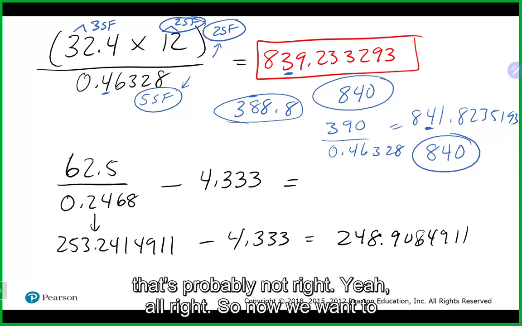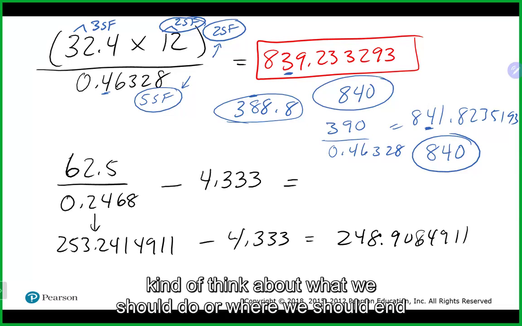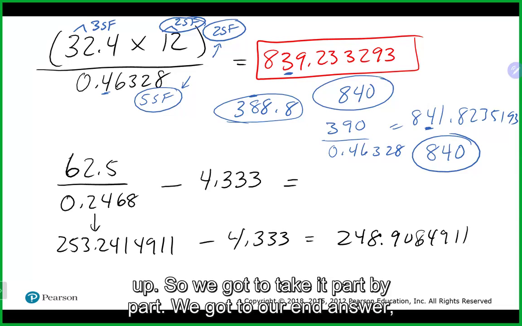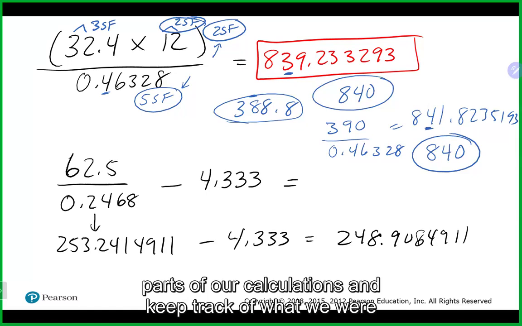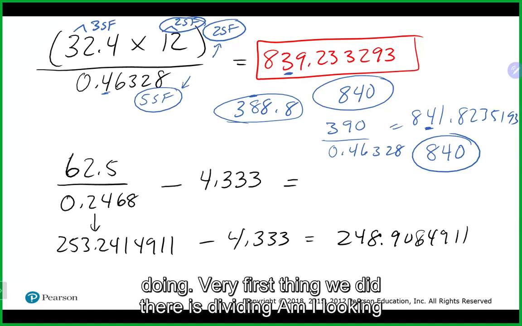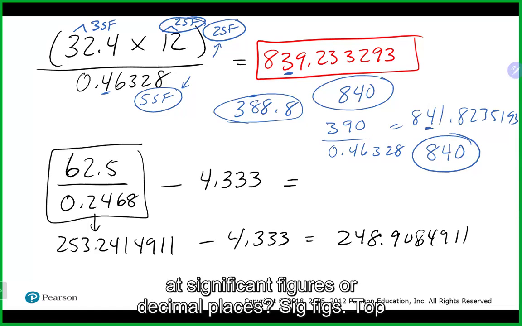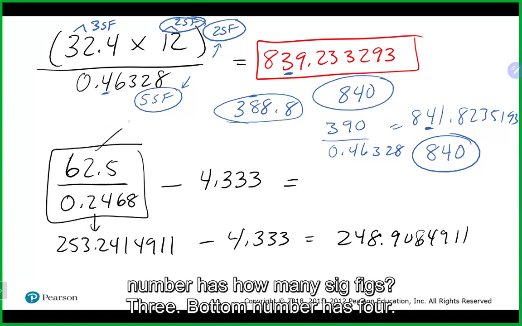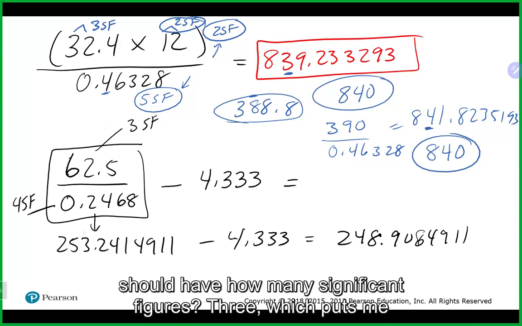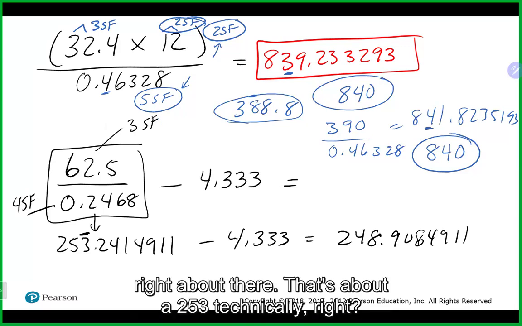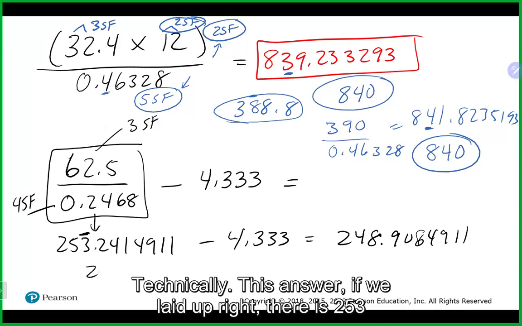All right, so now we want to think about where we should end up. We got to our end answer, which is good. But now we got to go back through the different parts of our calculations and keep track of what we were doing. Very first thing we did there is dividing. Am I looking at significant figures or decimal places? Sig figs. Top number has how many sig figs? 3. Bottom number has 4. Answer technically from just that part of the calculation should have how many significant figures? 3, which puts me right about there. That's about a 253 technically, right?